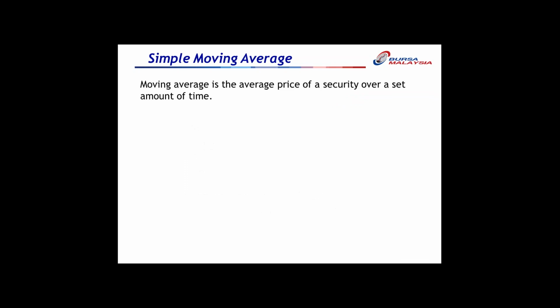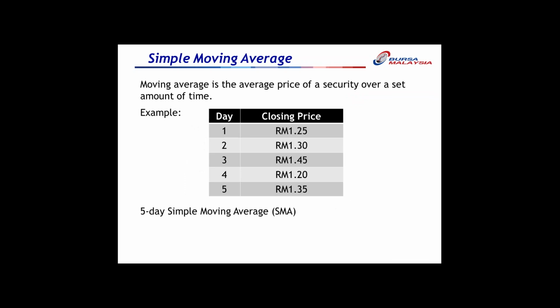Moving average is simple. Let's say you have 5 days, and the closing price of first day is 1 ringgit 25 cents, second day is 1 ringgit 30 cents, third day is 1 ringgit 45 cents, fourth day is 1 ringgit 20 cents, fifth day is 1 ringgit 35 cents. The 5 day simple moving average is the summation of 5 days price divided by 5. It's 1.31. That means the average price for 5 days is 1 ringgit 31 cents. As simple as that. Okay, sounds familiar?